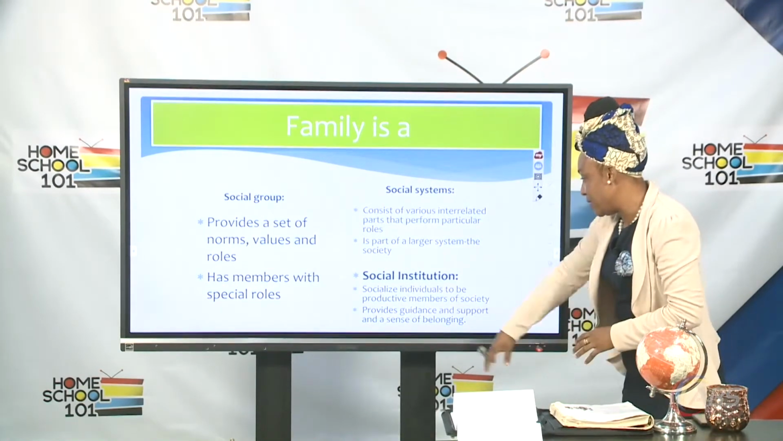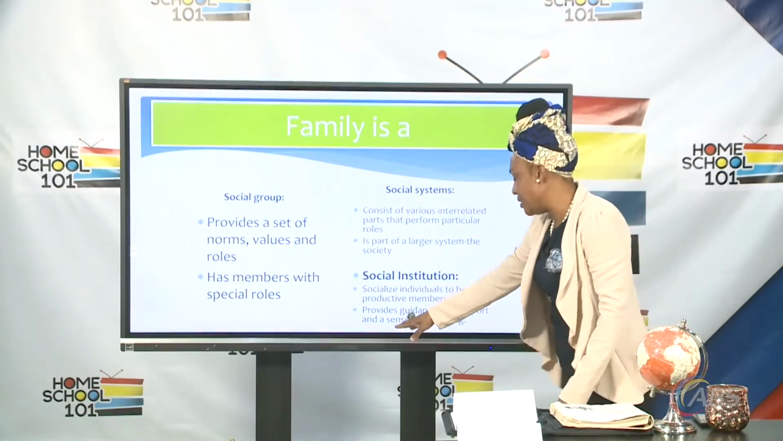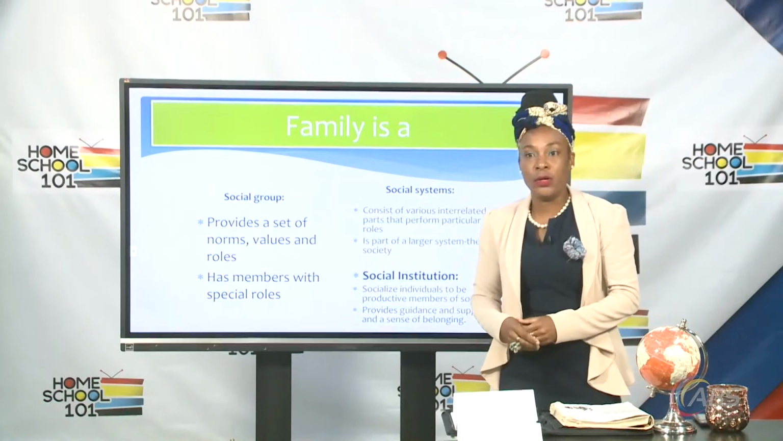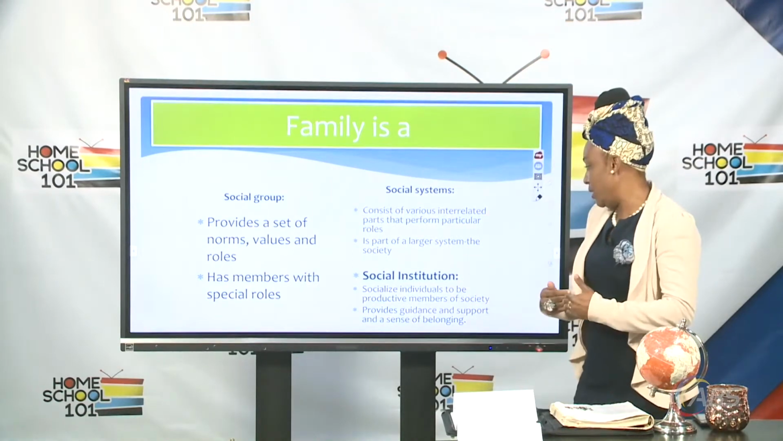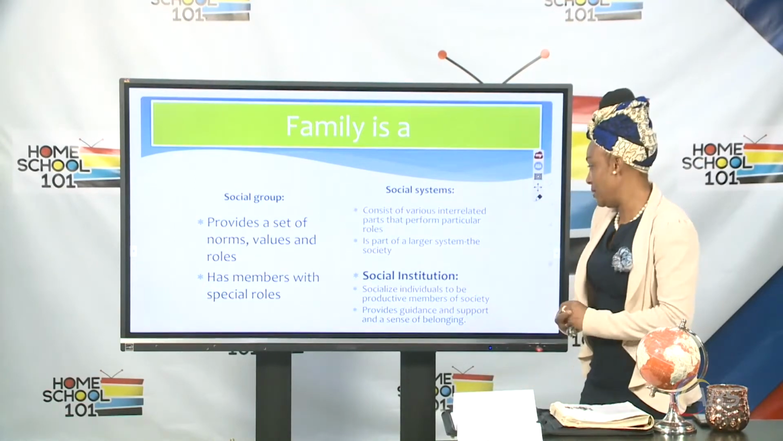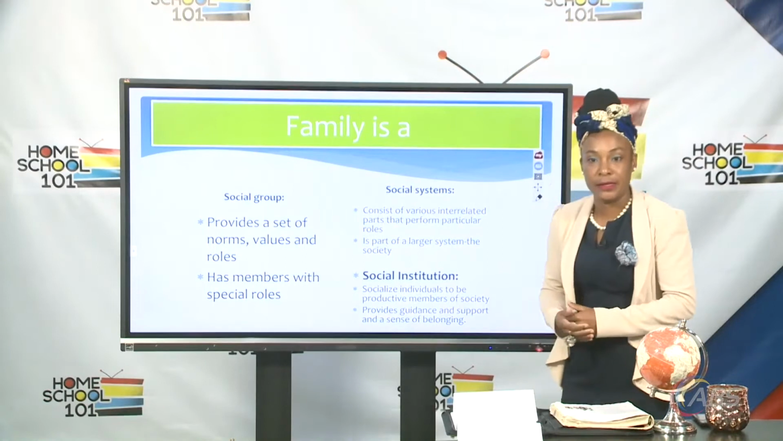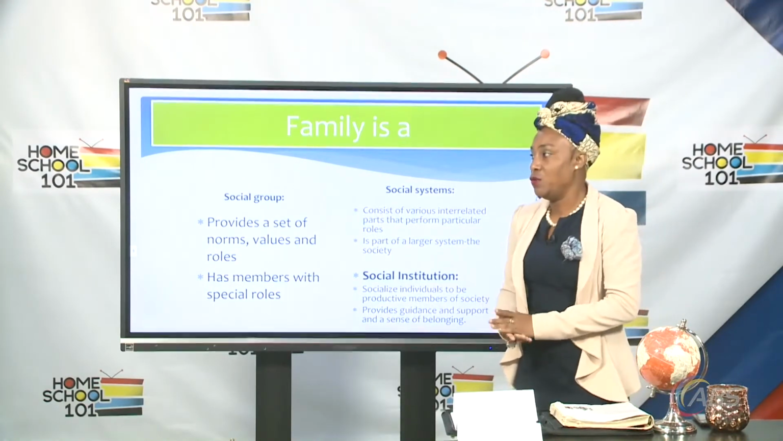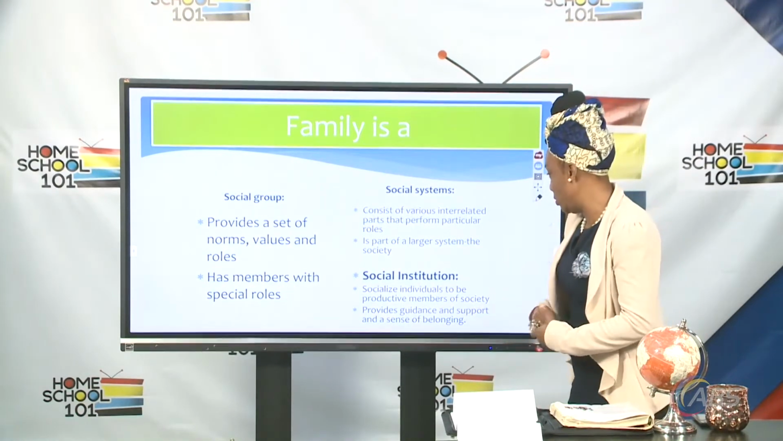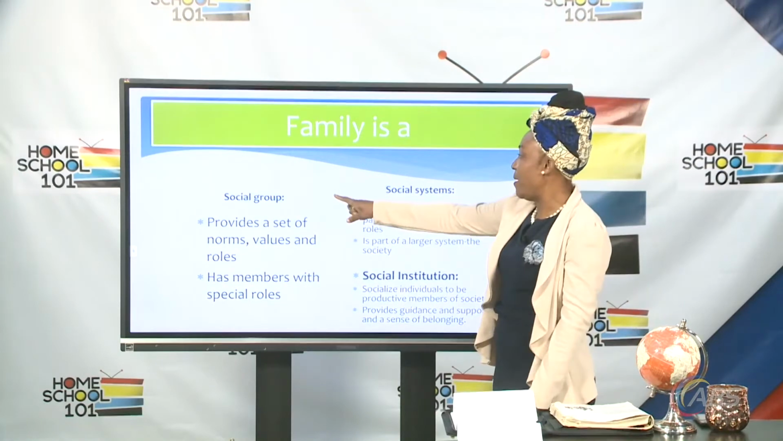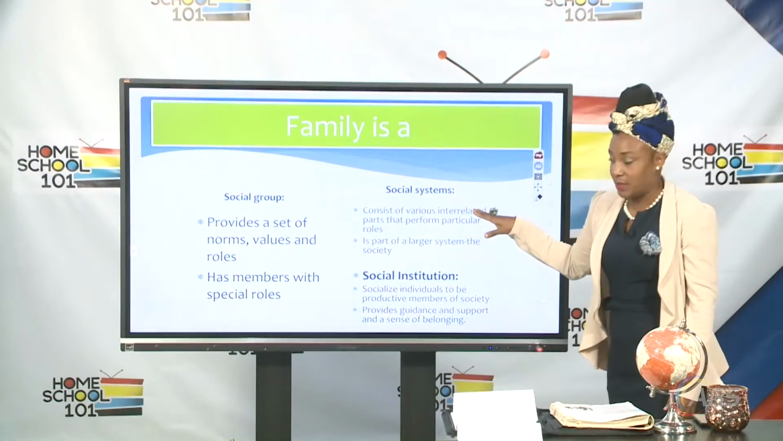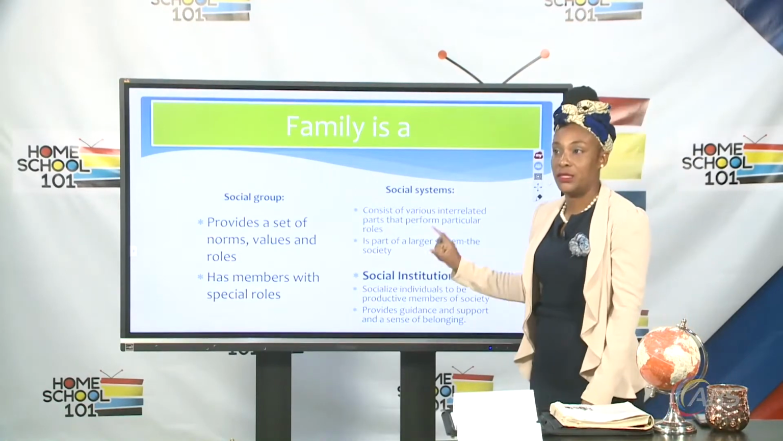It also provides guidelines, support, and a sense of belonging. In your own family setting, you feel a sense of belonging in the sense that you are supported by your mother, your father, and your siblings. They also provide good guidance so that you know how to behave, how to react to certain things, and when and what not to do. So again, a family is a social group, a social system, and a social institution.